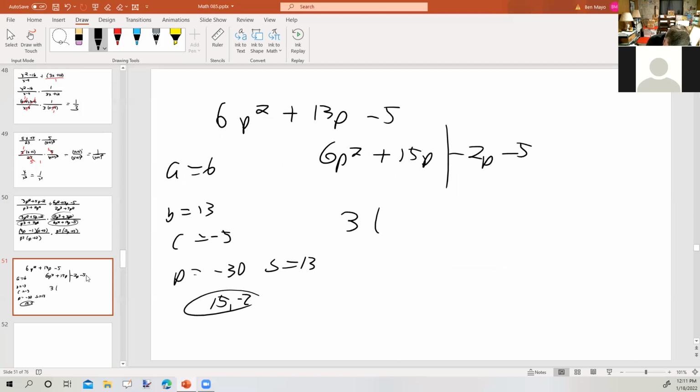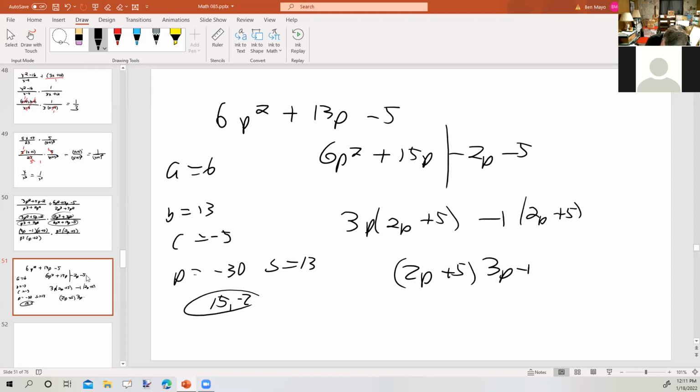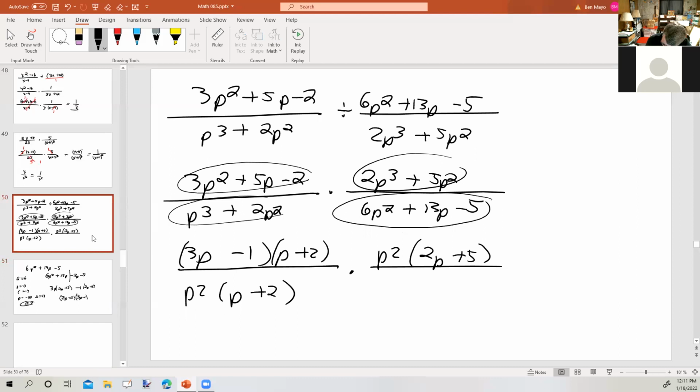Take out a 3p and have a 2p plus 5. 2p plus 5 and a minus 1. So 2p plus 5, 3p minus 1. I think that's what I had. I guess I just didn't see it. 2p plus 5, 3p minus 1. Yes, I see what I wasn't seeing, that there's 15 minus 2.